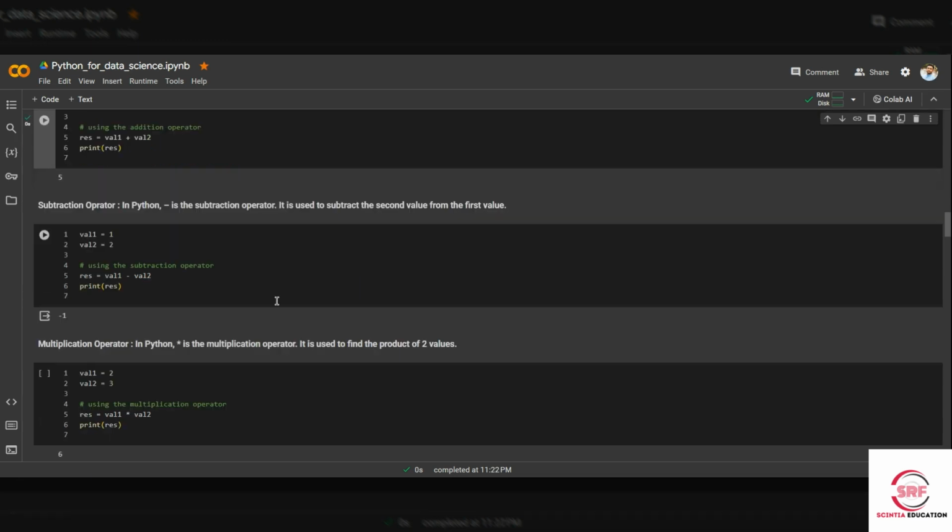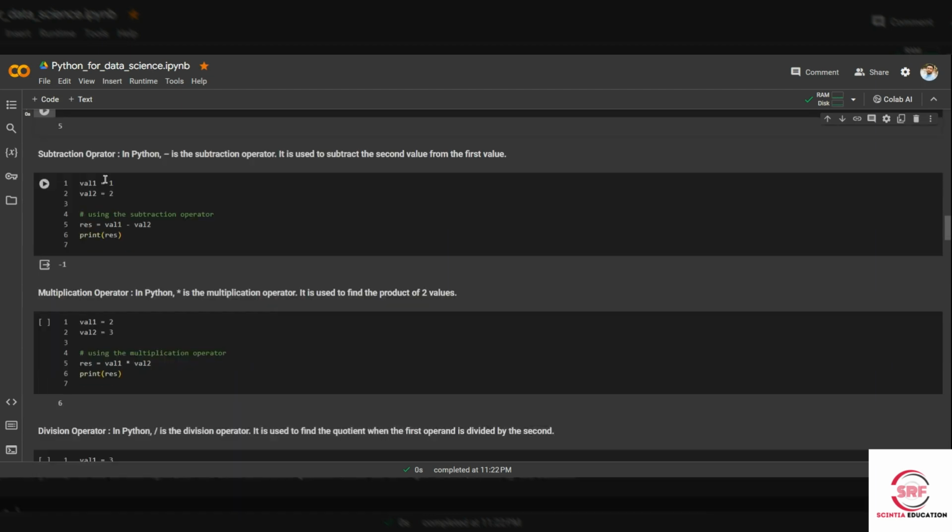2 plus 3 is 5. Then the subtraction operator in Python: the minus sign is the subtraction operator. It is used to subtract the second value from the first value. So here we take value 1 equal to 1 and value 2 equal to 2, and if we calculate the subtraction of value 1 and value 2, it gives us minus 1.